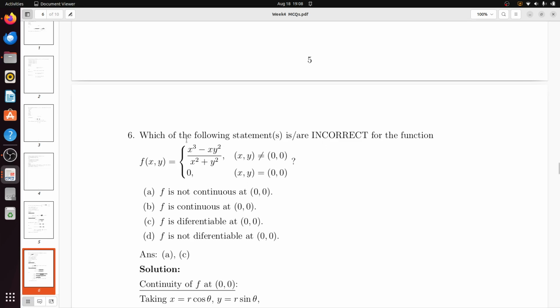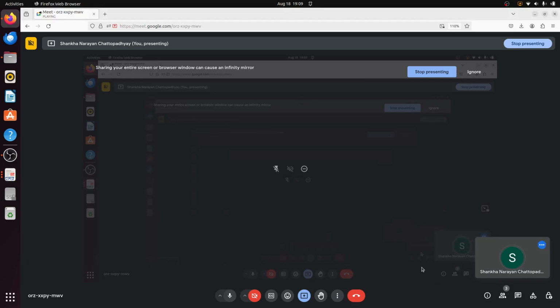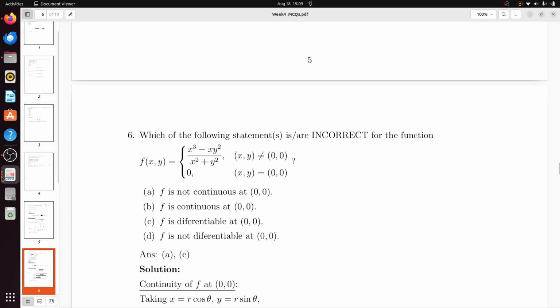So this is actually a rational function. In the denominator you have a polynomial, and in the numerator also you have a polynomial. So how to prove it? Those who have joined, can you tell me how to proceed for continuity?